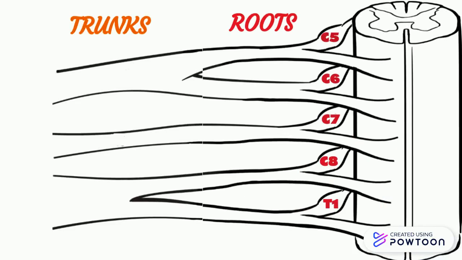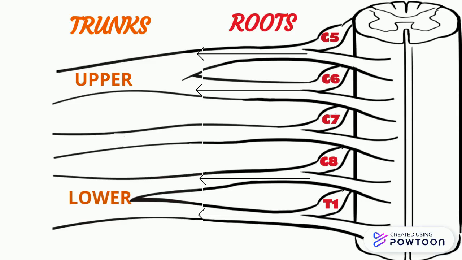The C5 and C6 roots join together to form the upper or superior trunk. Likewise the C8 and T1 roots join to form the lower or inferior trunk. Finally the C7 root continues by itself to become the middle trunk.